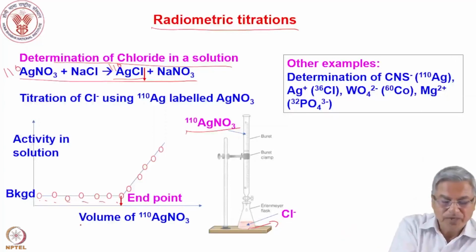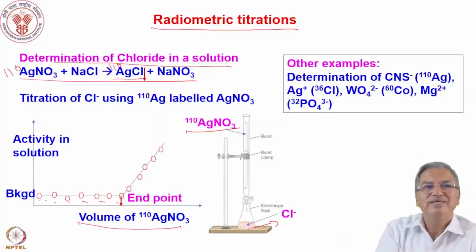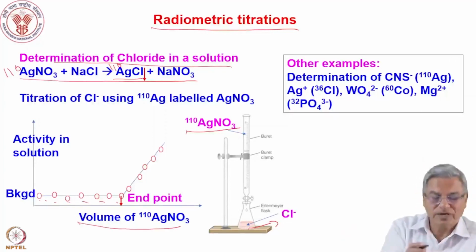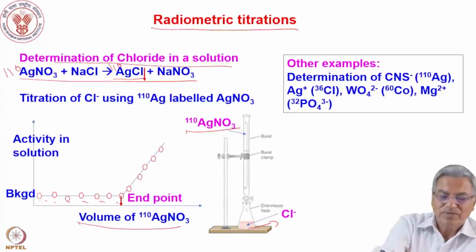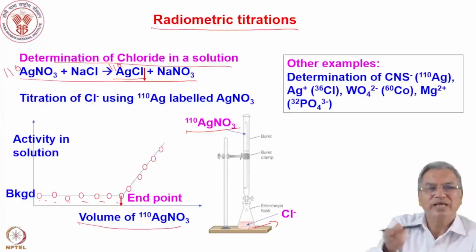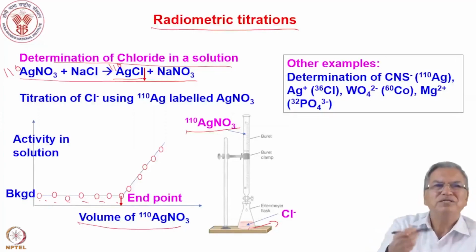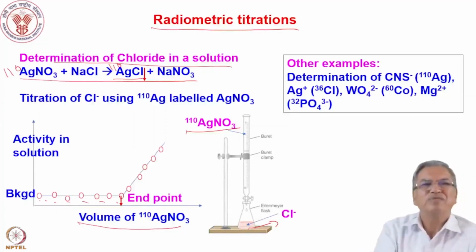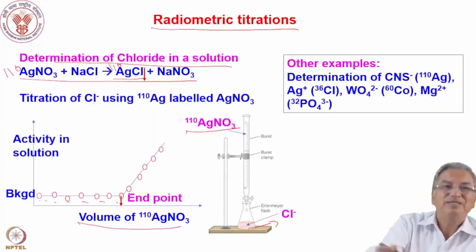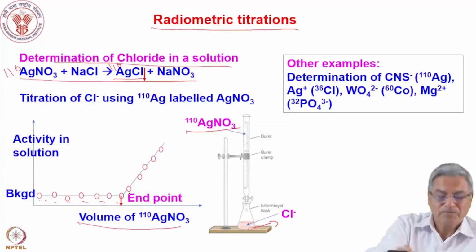So what is happening is, as you add the radiotracer labeled reagent, silver nitrate solution, initially when the silver nitrate concentration is low, all of it will be precipitated, and you will see the background in the counter. When all the chloride is precipitated as AgCl, then at the end point the silver-110 activity will begin to rise, and that's because there is an excess of silver activity in the solution.